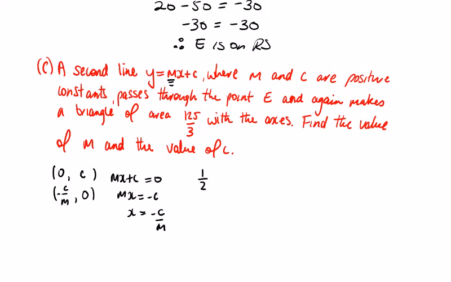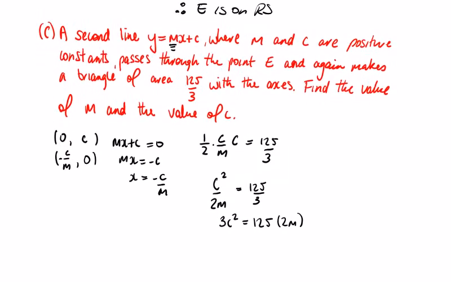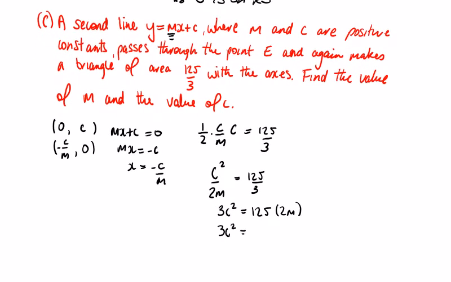So if we use half the base, it is c over m. We don't need the minus part for the area. By the height, which is c, is going to give me 125 over 3. Half the base by the height again. So we're going to get c squared over 2m is equal to 125 over 3. So 3c squared is equal to 125 by 2m. 3c squared is equal to 250m. So you can see here we've two unknowns, so we need another equation.